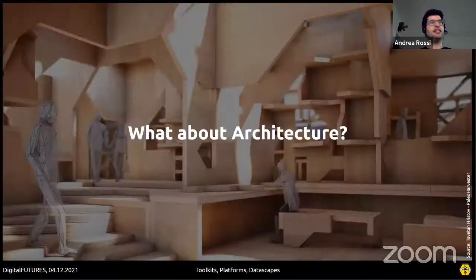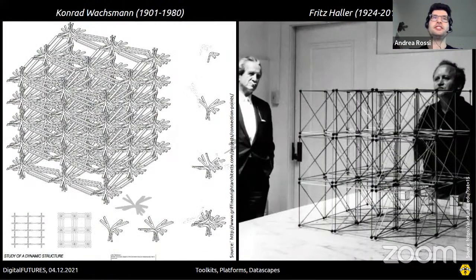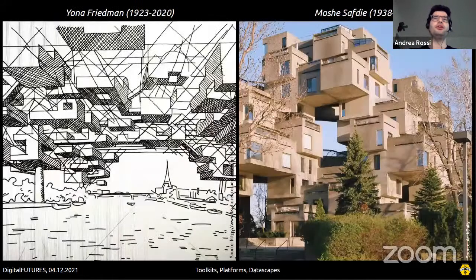Of course, these ideas have been borrowed by material engineering, and so by this field. And the question is, do they even exist in architecture? And of course they do. Already during the modernist times, we had some key figures like Konrad Wachsmann and Fritz Haller, and further on Yona Friedman and Moshe Safdie, who looked at how architecture could be rethought in terms of discrete parts that are composed in space.